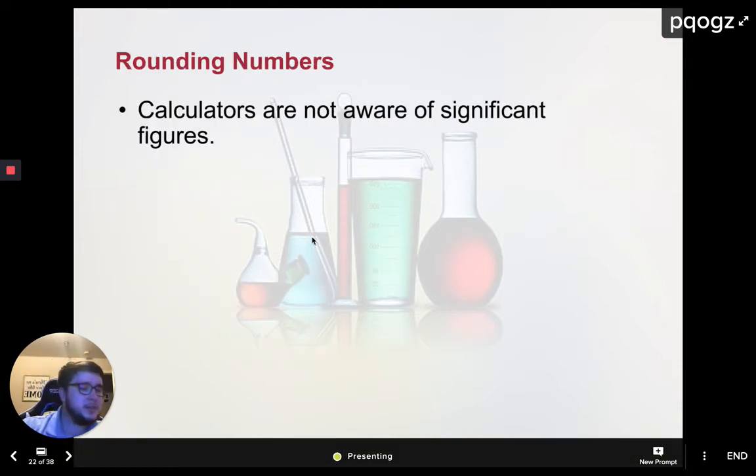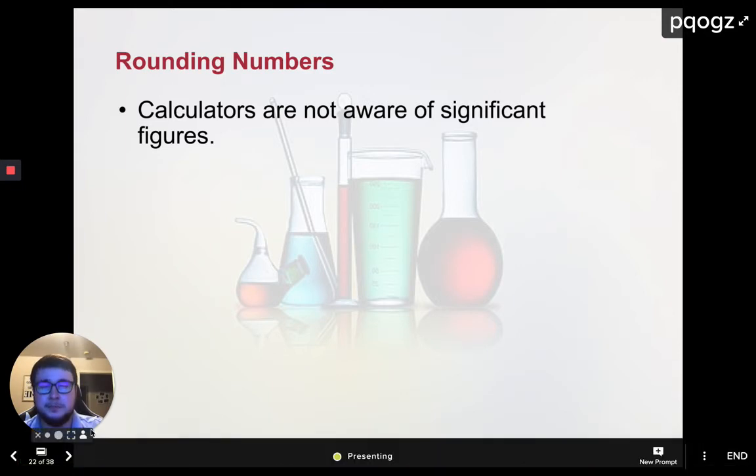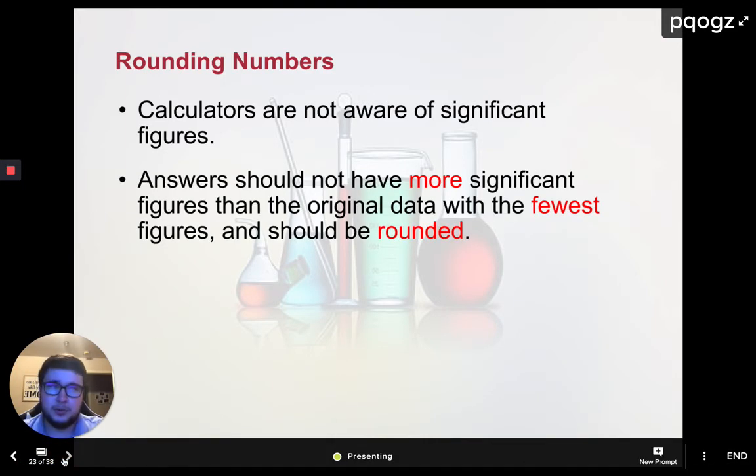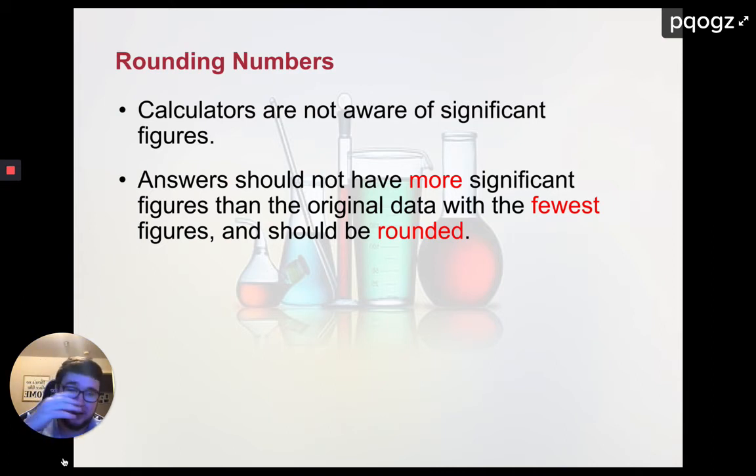Alright, so a couple things to consider. Whenever you're doing calculations in this class, calculators are not aware of significant figures. A calculator will give you an answer to like 15 decimal places, and it just doesn't care about significant figures. So it's up to you, as the person doing the math, to decide how many significant figures you need in your answer. So to do that, we're going to round, right? Answers should not have more significant figures than the original data with the fewest figures, and they should be rounded. So we're going to talk about how to figure out how many sig figs I need for adding and subtracting here in just a sec.